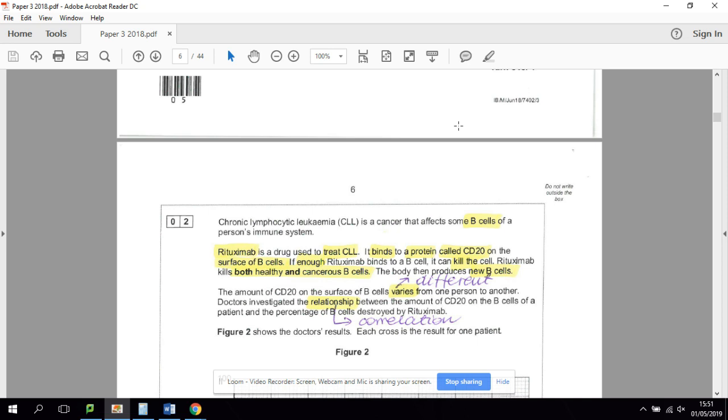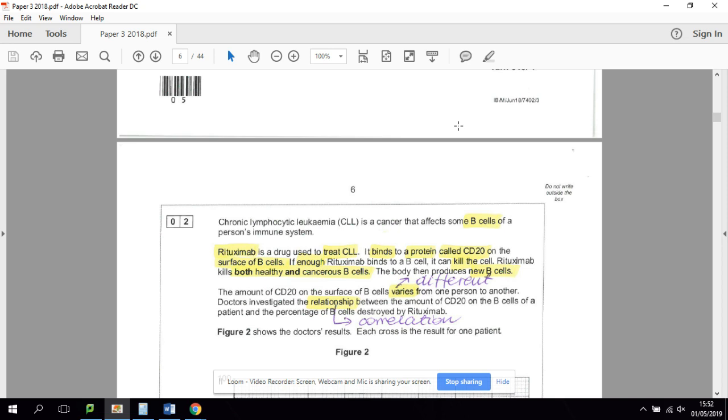So the amount of CD20 protein on the surface of B cell varies. That means it's different, and that's a really tricky thing that examiners like to put. They like to use words like different, only one, okay? So make sure you pay attention to those words, might be important. So doctors investigated the relationship.